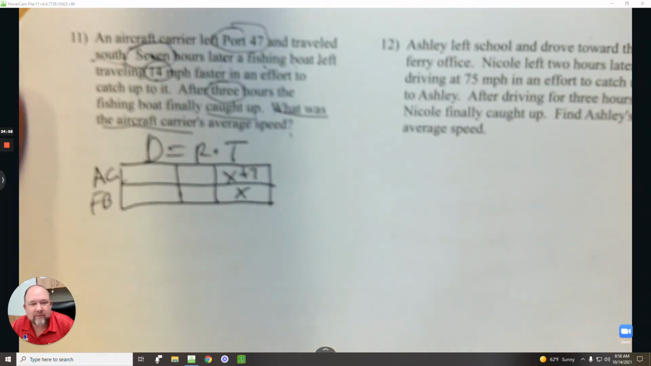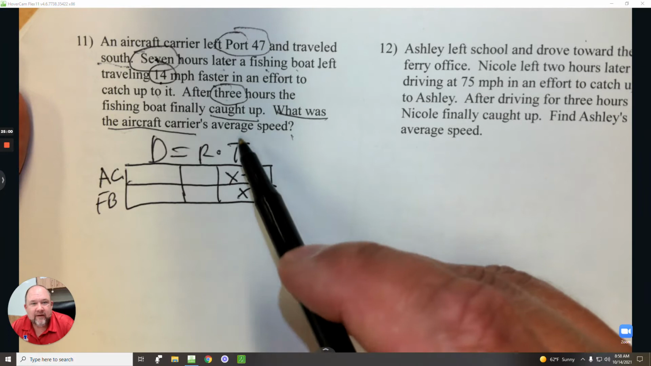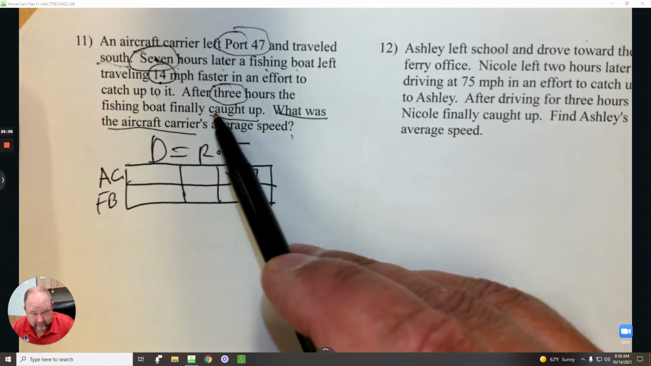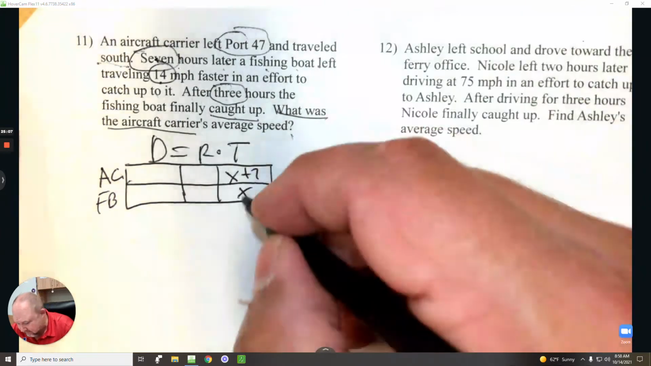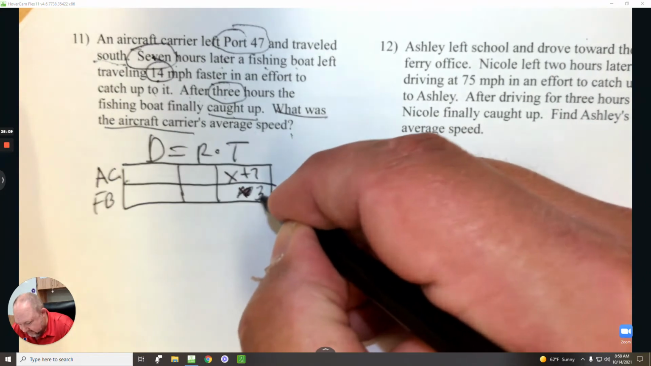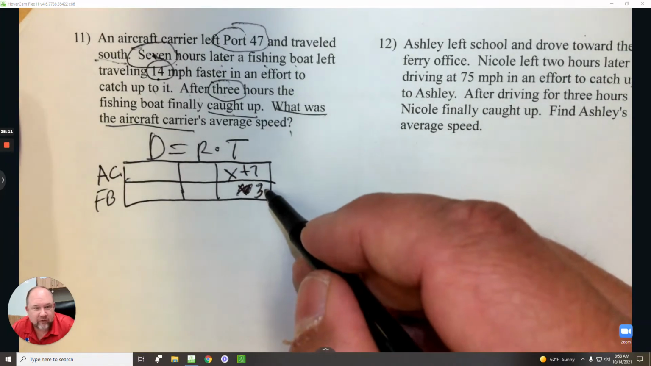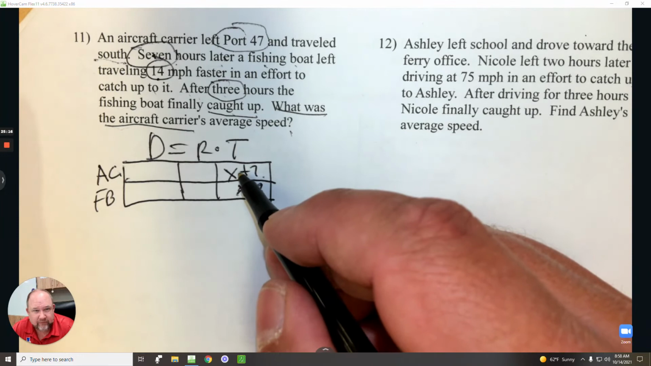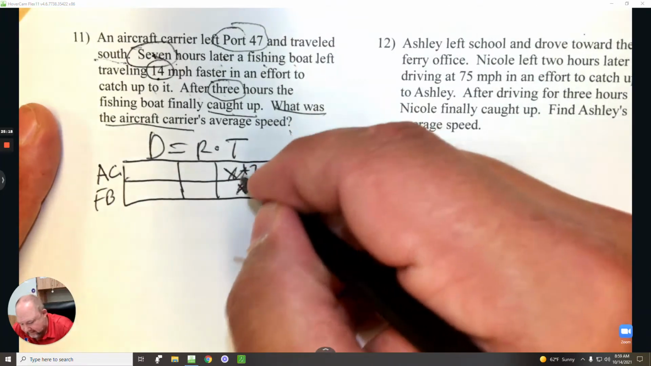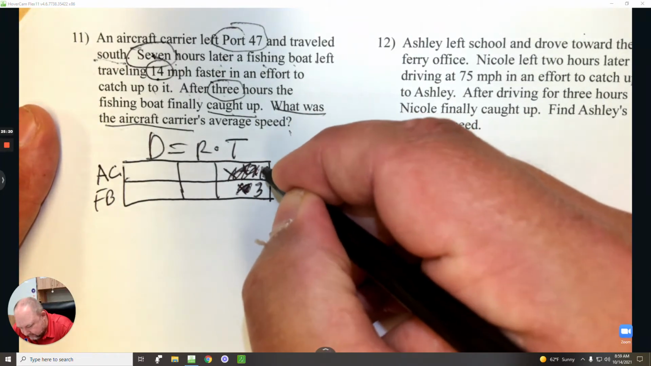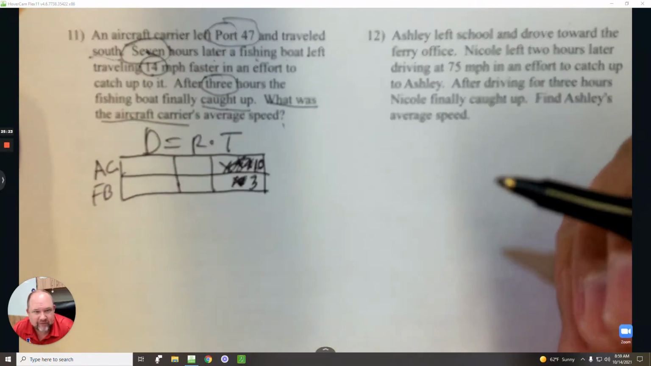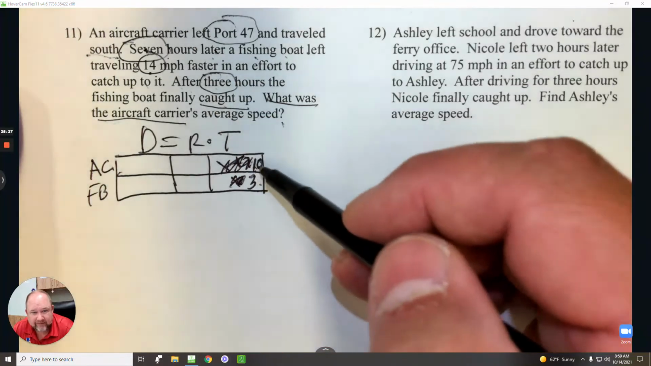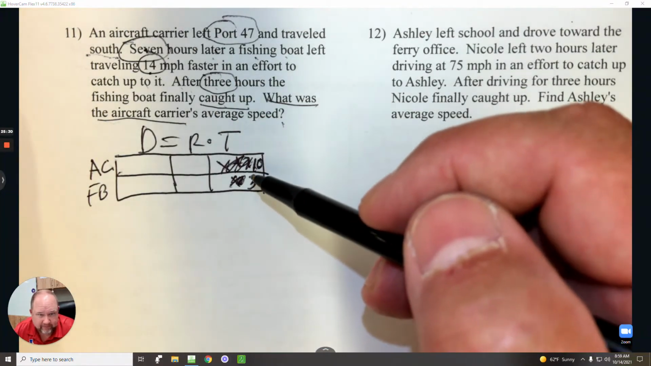And then, before I get too crazy here, it says after 3 hours, the boat finally caught up. So I actually know this, so it's not an unknown. The fishing boat took 3 hours to get caught up. So if the aircraft carrier's been out there for 7 hours, add them together, I actually know this number. This number now is 10 based on that. So fishing boat 3 hours, 7 hours later, that makes 10 hours that the aircraft carrier's been out there.